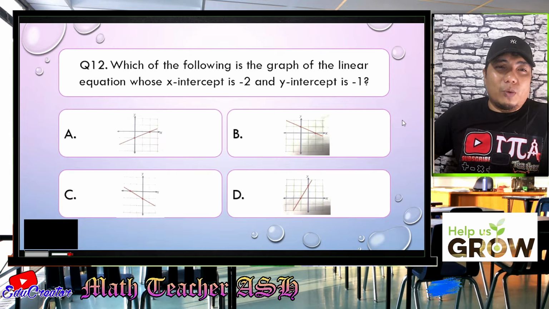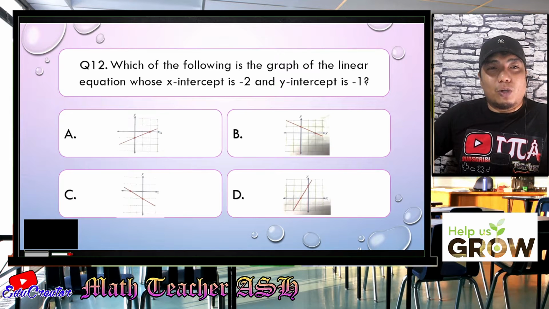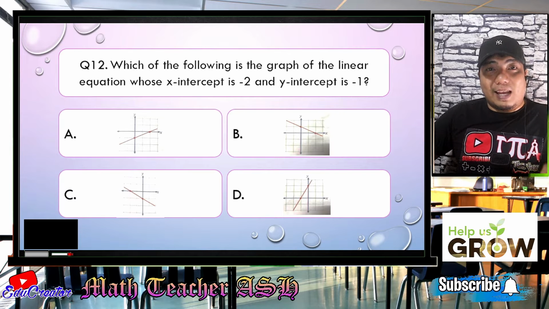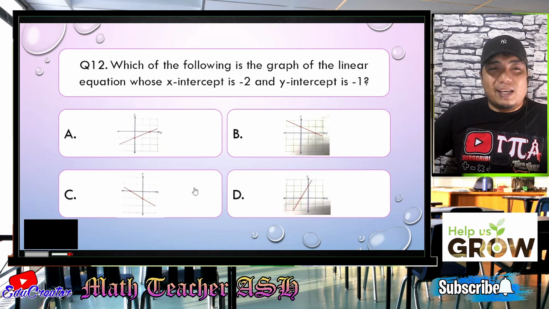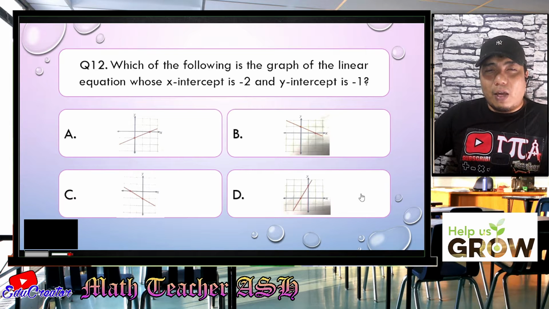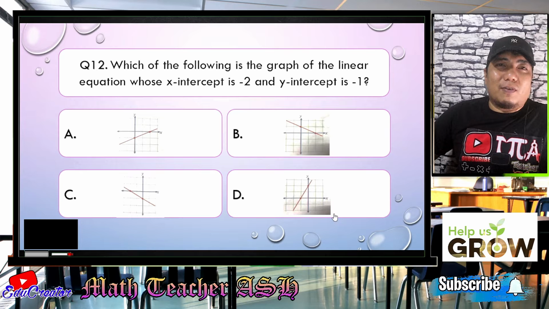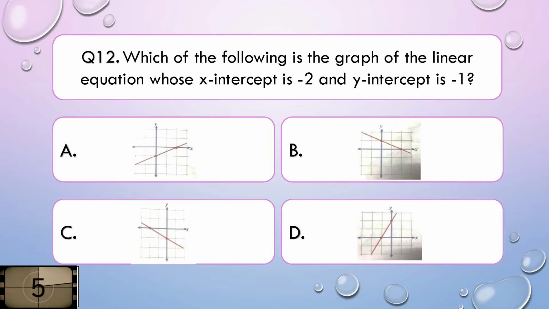Which of the following is the graph of the linear equation whose x-intercept is negative 2 and y-intercept is negative 1? Is it A, this graph, B, this graph, C, this graph, or letter D, this graph? I'll give you 5 seconds to think about your answer.